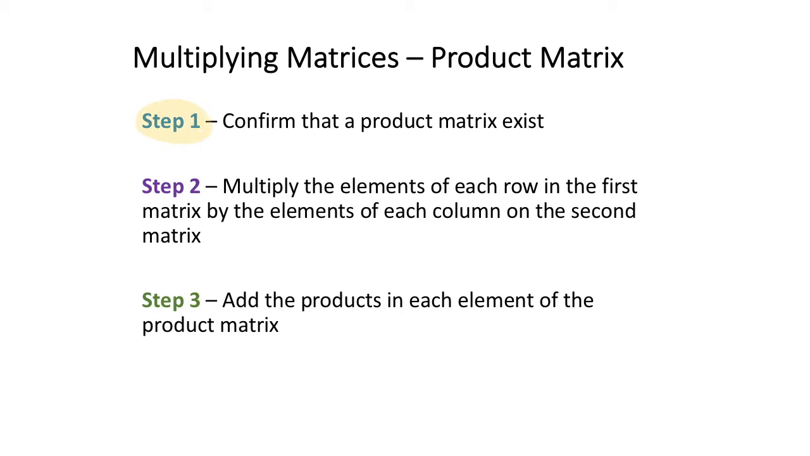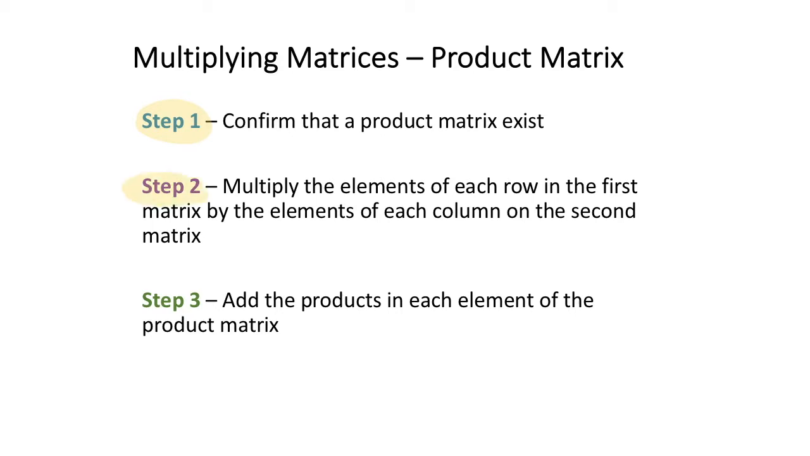Now a product matrix will exist when we have the same number of columns in the first matrix and the same number of rows in the second matrix. So if you're not sure on how to check for that, go back and have a look at the video introducing a product matrix, and it will explain how to test to see whether a product matrix exists.